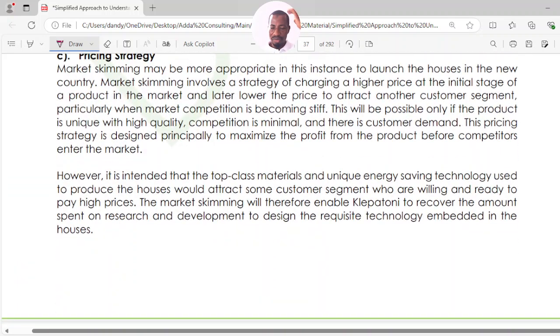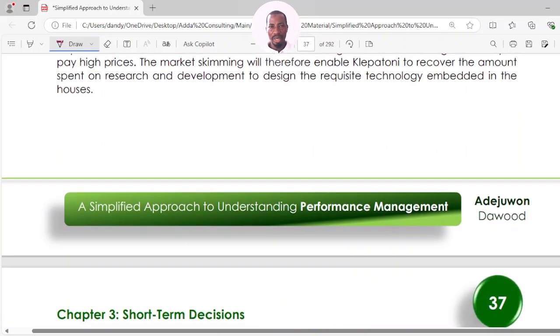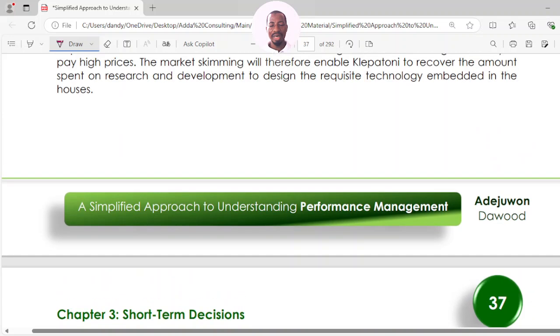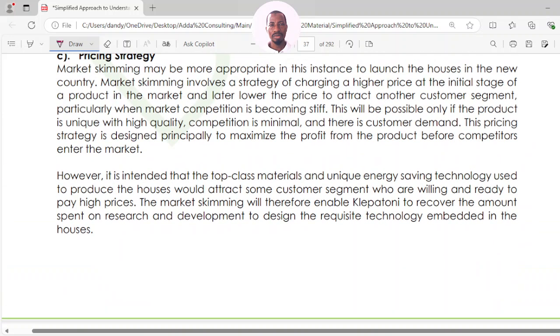And the beauty of this is that when we get to short-term decisions, especially when you are solving questions on acceptance or rejection of a special order. Generally under short-term decisions, you're expected to apply the techniques of marginal costing and the principle of relevant costing. So when we get there, I'll be explaining to you in detail.